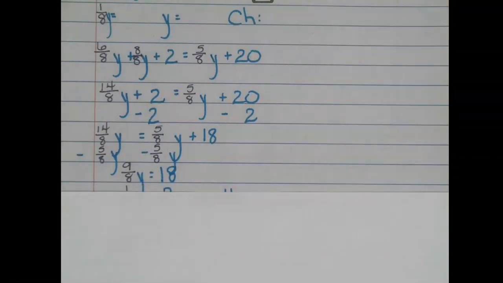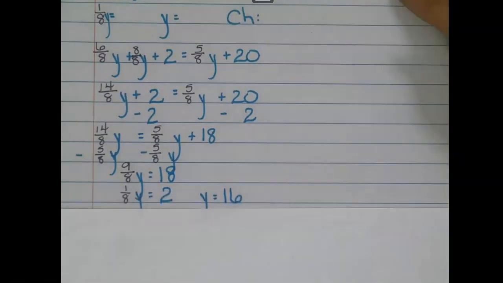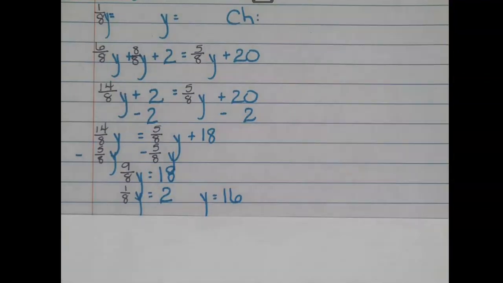So if 9 copies of my 1/8 of y is 18, then 1 copy is worth 2. So again, 1/8 of y equals 2, and y equals 16. When I plug those values in for my check, I get, just like we did in the last problem, that 30 equals 30.